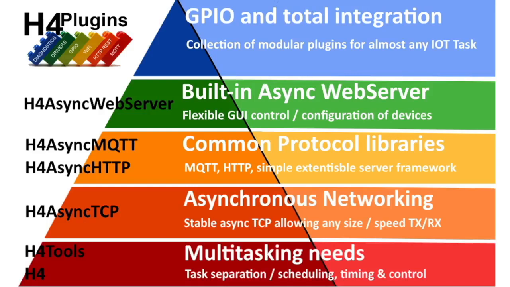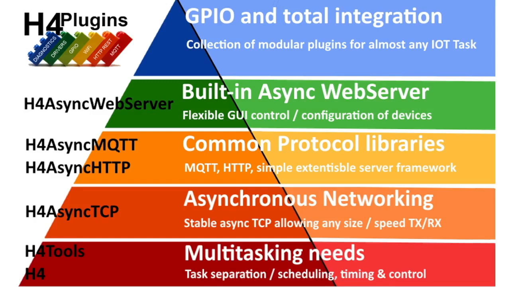And this is what this whole protocol stack, the hierarchy of needs, is designed to prevent problems with. So at the very bottom layer, we've got H4 and H4 tools, and they provide multitasking needs for everything else. Above that, we've got the asynchronous networking, and hopefully that knocks out the known bugs that cause problems that you're probably familiar with and shouldn't have to be.